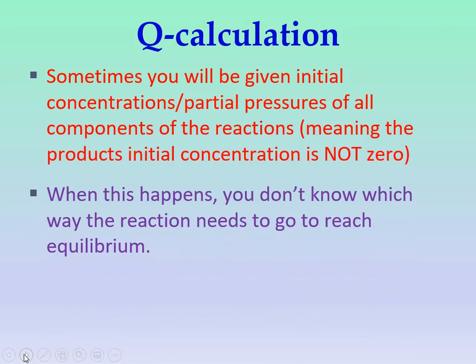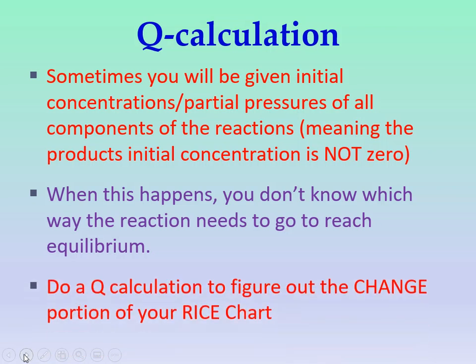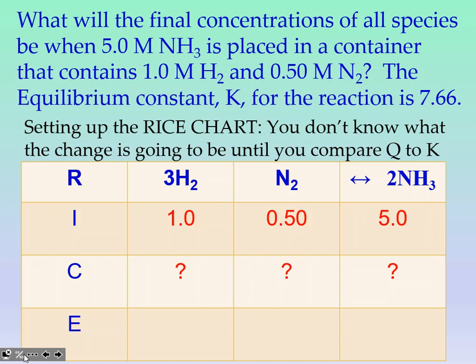We won't know which way it's proceeding to reach equilibrium without figuring out the Q value to begin with. So we have to know the initial, do a Q calculation and compare that to K, so we know which direction the reaction proceeds to get to equilibrium. Very important there. So recognize these because you have initial concentrations for all of the chemical species, or initial partial pressures of all the chemical species. So now take a moment to read this, set up your RICE table.